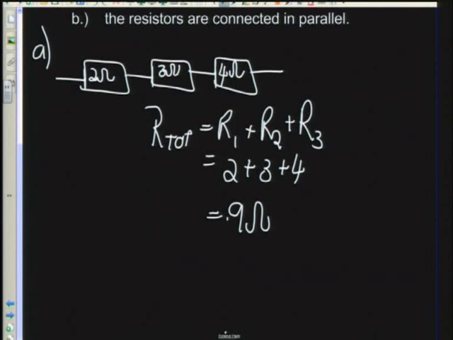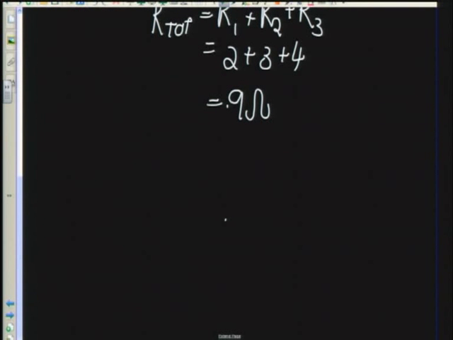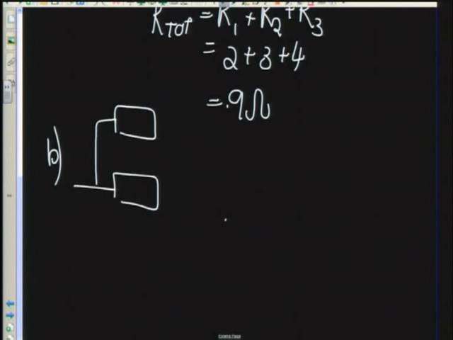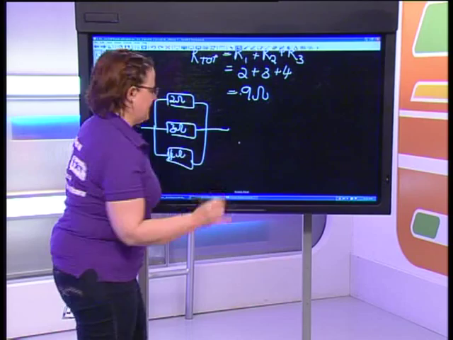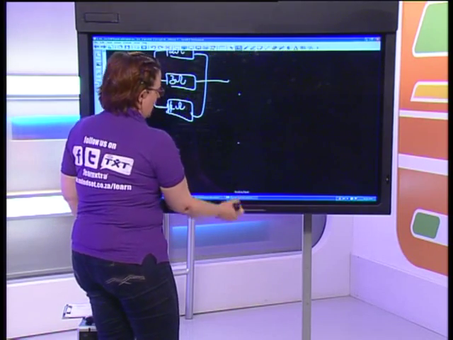Part B says we take the same three resistors, but now we connect them in parallel. How they actually get put in, whichever order you put your three in, doesn't make a difference. If you put the 2 at the top, or the 3 at the top, whatever, it all gives me the same answer in the long run. So that's what it looks like. Now we get to the fun part because we've got to look at our maths really carefully.